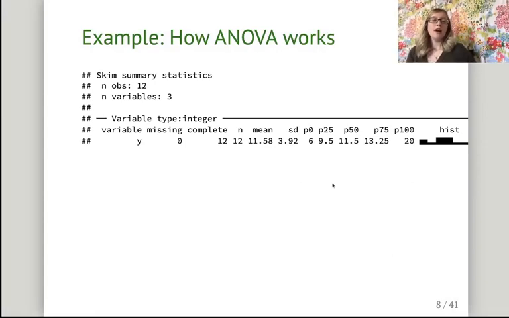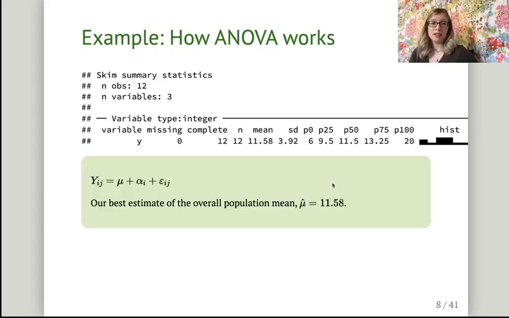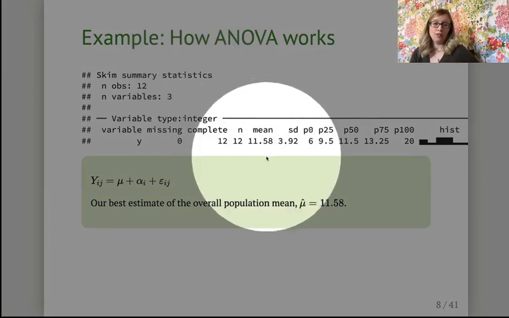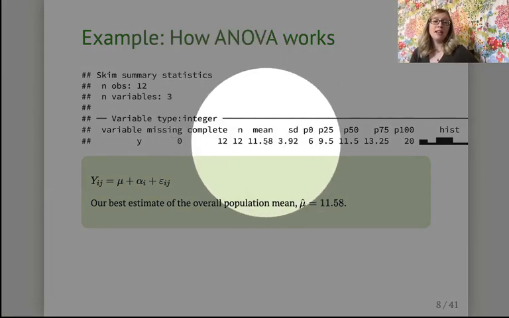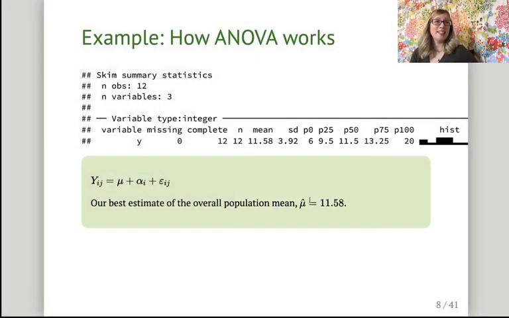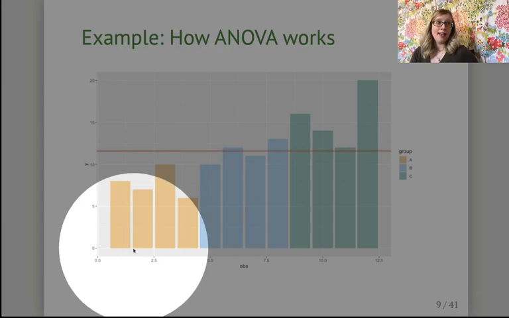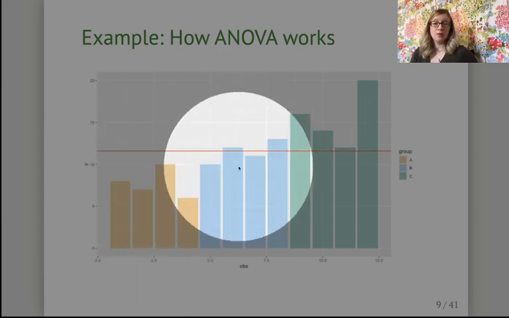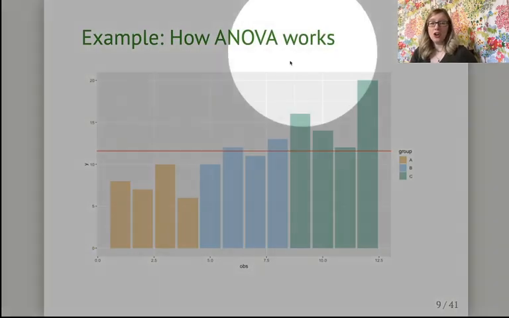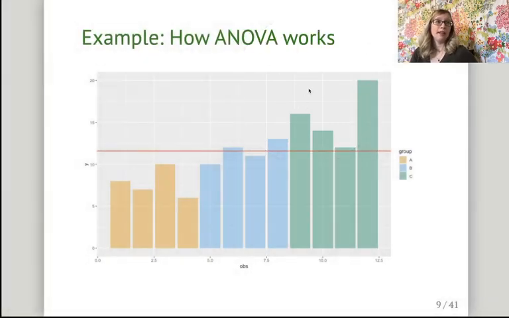Now, first we need to find the overall mean, or the grand mean. Our best estimate of this is just going to be the overall mean of all 12 data points. So that overall mean is 11.58. That's our best estimate of what the population mean might actually be. So I'll add that to the plot. We see that group A is below the mean, group B is kind of in the middle, group C tends to be above the mean.